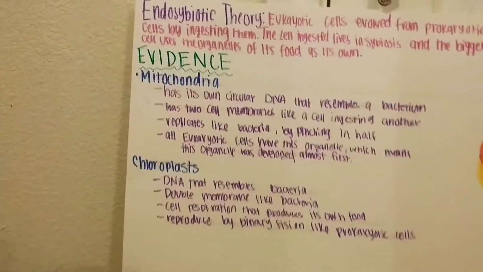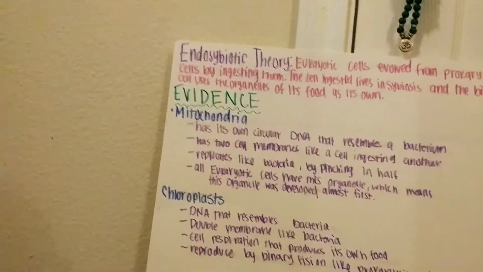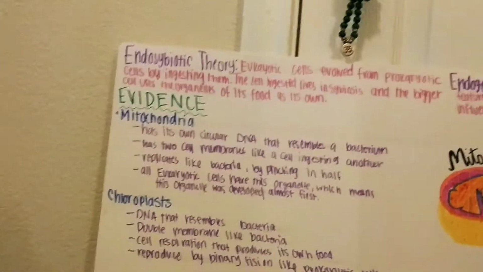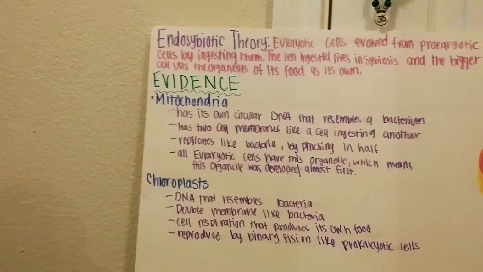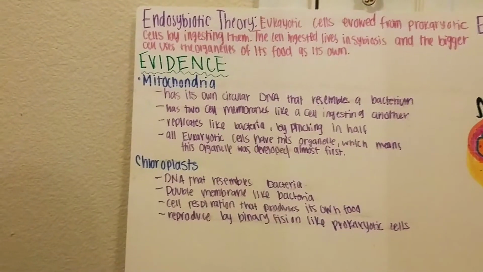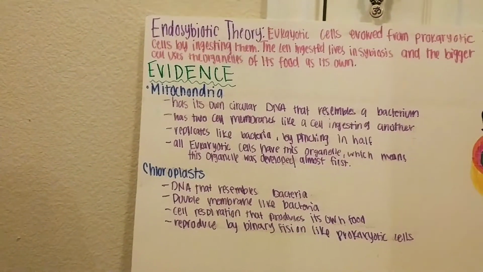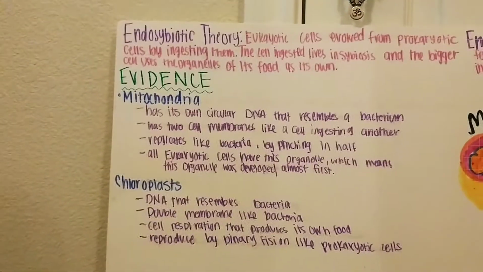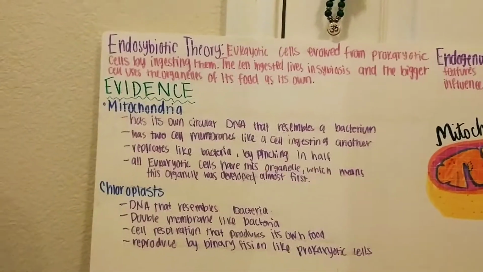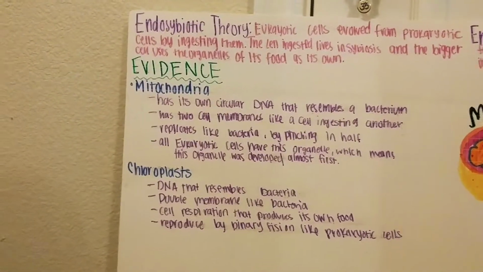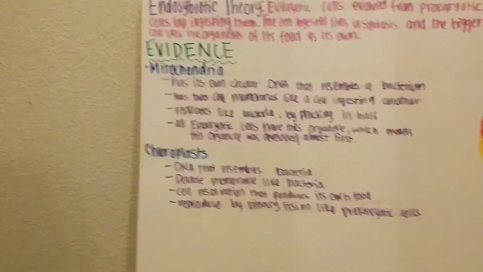And the evidence for this is that the mitochondria has its own circular DNA that resembles a bacteria. They have two cell membranes, which is like a cell ingesting another cell. And they replicate like bacteria by pinching in half. And all the eukaryotic cells have this organelle, which means that it developed pretty much first. So it's first on the tree.